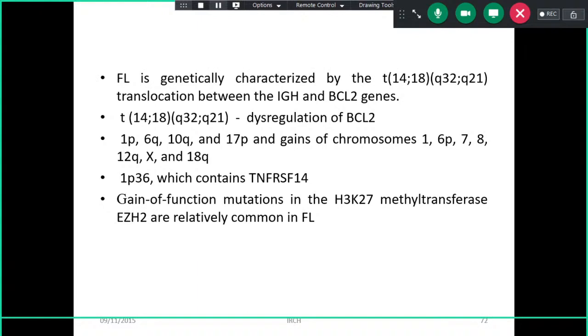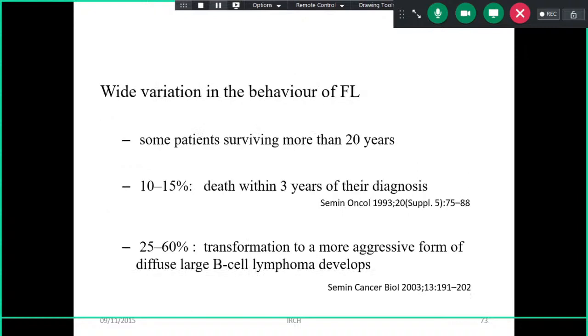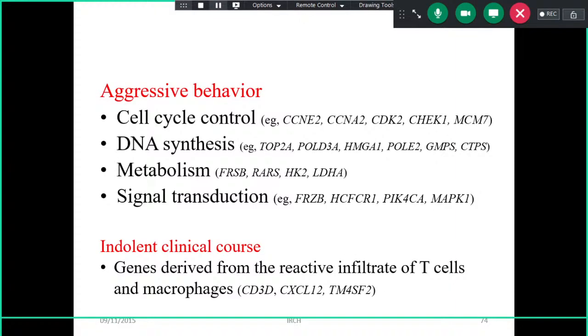So what is the genetic signature? It is the translocation t(14;18), which involves the IGH and BCL2 genes. That's why you are finding BCL2 protein in the neoplastic cells. So this is the hallmark t(14;18) translocation. There are other abnormalities like 1p, 6q, 10q which may be associated. Mostly it is indolent, and some patients survive more than 20 years. In 10 to 15%, within 3 years of diagnosis, they transform to aggressive lymphomas.